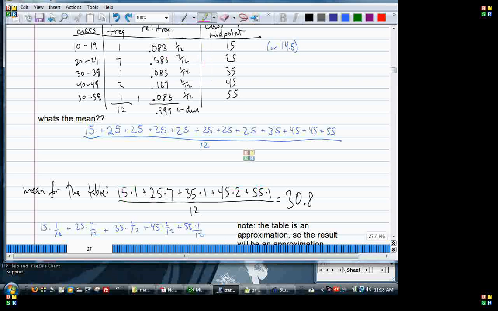But there's another way to think about this. Break this up into individual fractions. So we have 15 times 1 over 12 plus 25 times 7 over 12. Break it up into individual fractions and it looks like this. But now, for 15, what is 1/12?